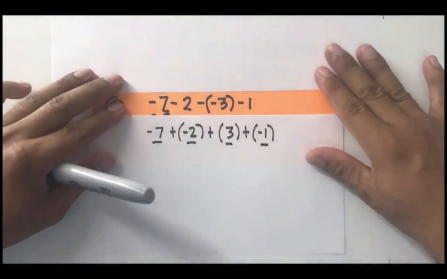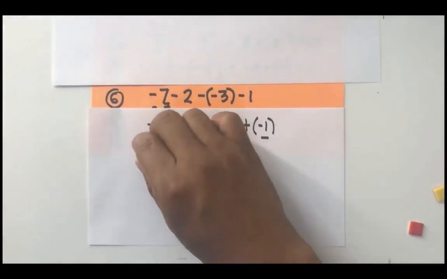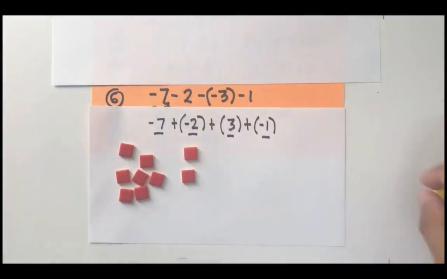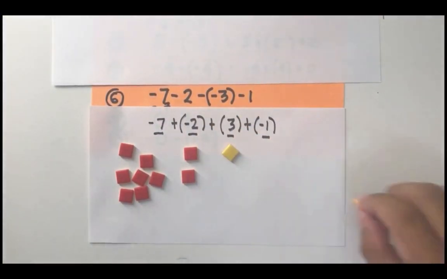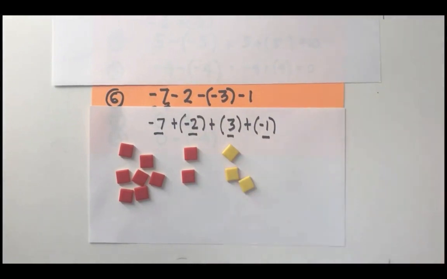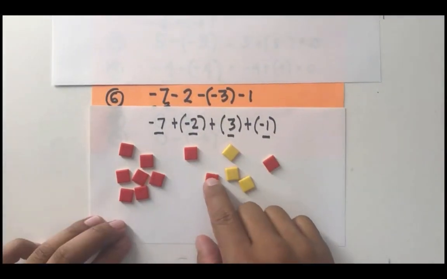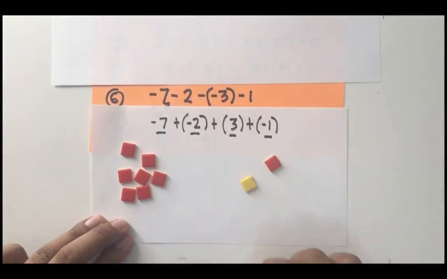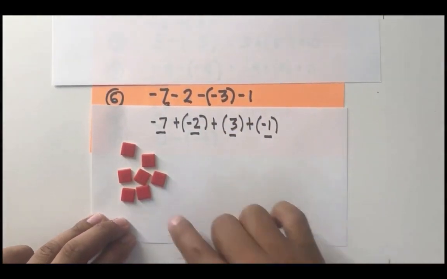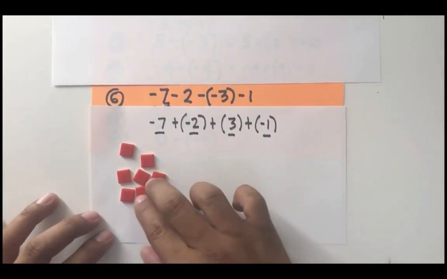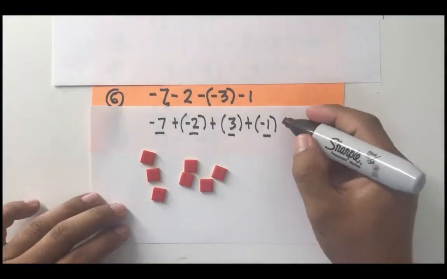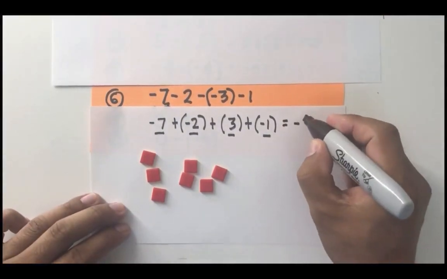If you are using manipulatives, it will look like this. And you have 2 red, and you have 3 yellow, and you have 1 red. Then remove all the 0 pairs. Remove this, remove this 2, remove this pair. What's left is our answer. You have 2, 4, 6, 7. So this is equal to negative 7.